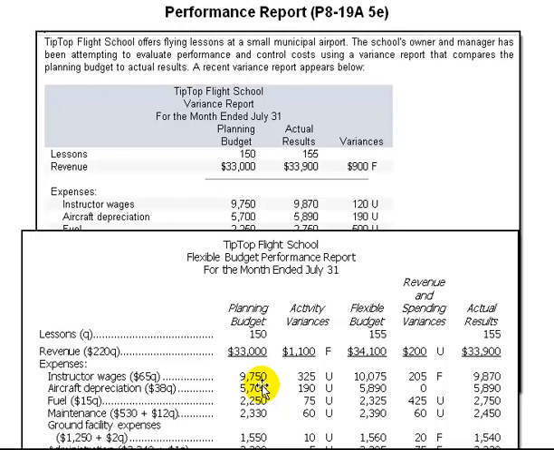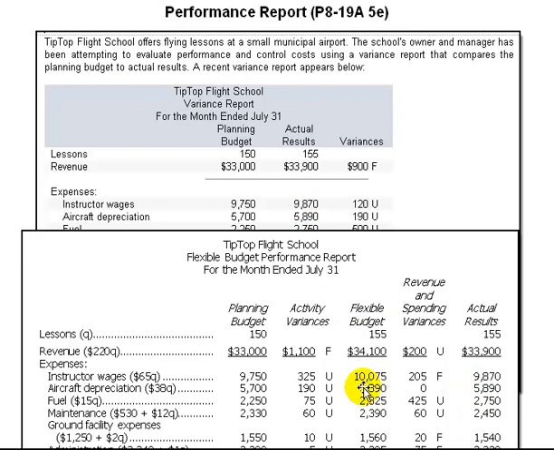Once we do that, we're able to calculate a middle ground, if you will, and we can separate the activity variance from the spending variances. If we take 9,750 and divide it by 150, the planning amount, we wind up with instructor wages of $65. So $65 times 155 gives us 10,075, and that's how we get the middle ground to compute the variances. Here is the activity variance, which would be 10,075 less 9,750, or we can move over here and compare the 9,870, which was given in the problem, the actual results, versus that 10,075.